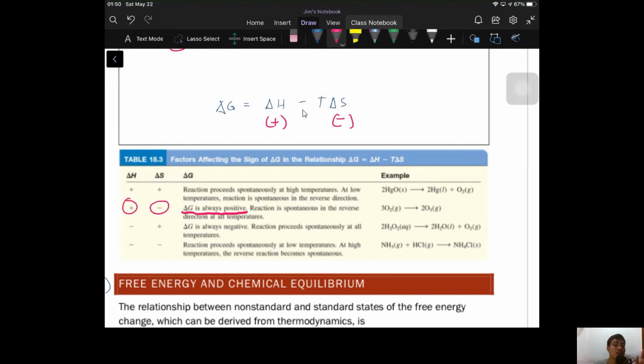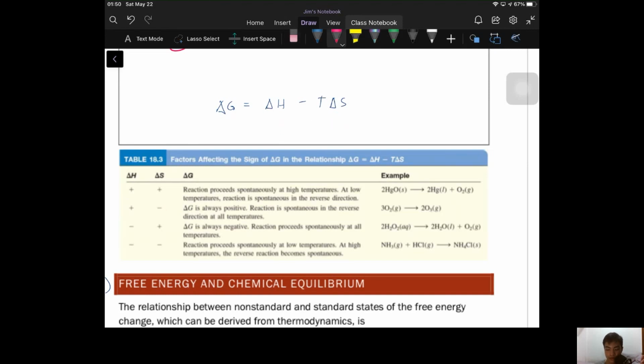Okay? So, hindi magiging spontaneous yung reaction kapag positive yung delta G. Okay? Sabi lang dito, the reaction is spontaneous in the reverse direction. Pag binaliktad mo daw yung process, dun lang siya magiging spontaneous. Okay? Let me talk about that later. Okay? So, yun lang. If you have a positive delta H and negative delta S, always delta G is positive. Okay? Kasi nga, negative times negative is positive. So, we have two positive terms here.